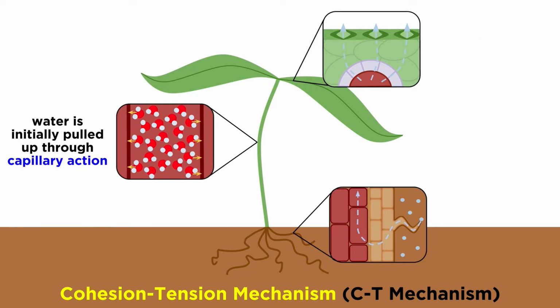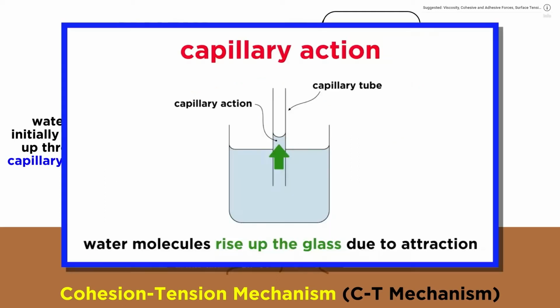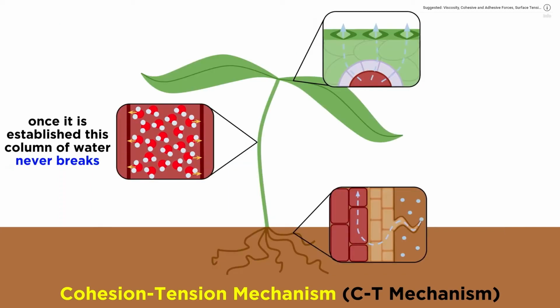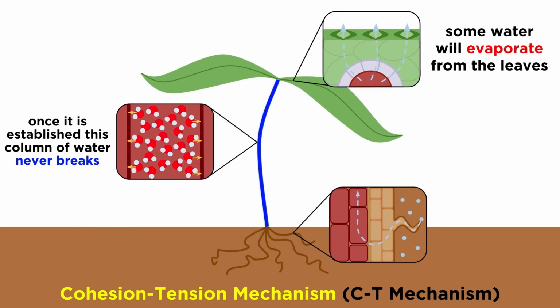Essentially, the water is initially pulled up through the xylem due to the cohesive and adhesive properties of water, in this case referred to as capillary action, which we discussed in the general chemistry series. But as the plant grows, there is never a break in the water column within the plant. As water evaporates from the leaves, it draws the water column upwards against gravity, causing tension.